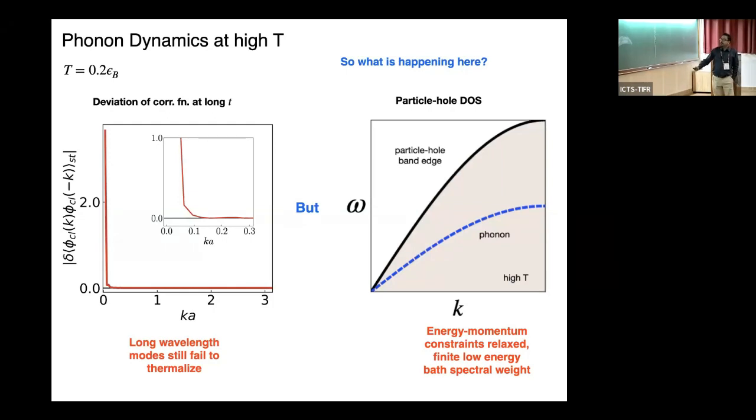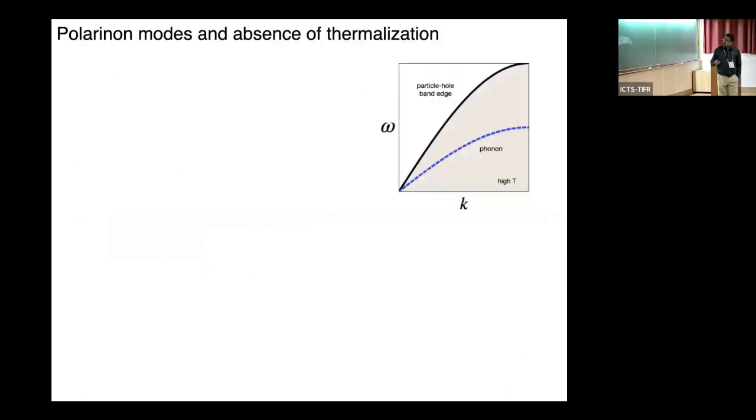But if you look at the deviation of the correlator at long wavelength, low momenta, you still see that they do not thermalize. So the question that we asked was, what is happening here? Why does it not thermalize at high temperature? At low temperature, it's kind of easy to see why they would not. So what is happening here? Okay, so this is the picture.